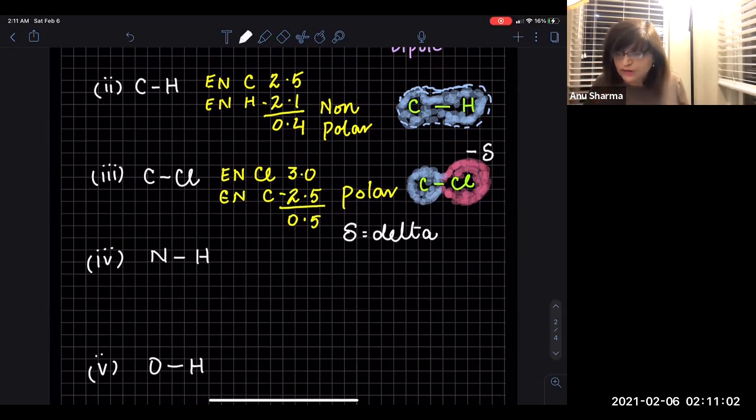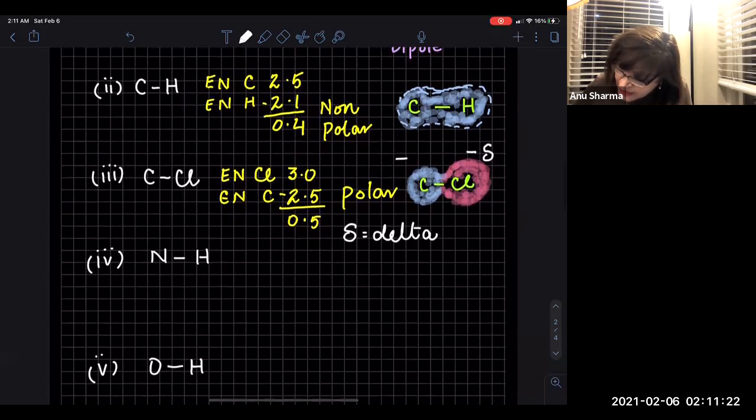It is not a full-fledged charge as you would see with the transfer of electrons. Delta negative means it's not complete separation of the electrons, but the density or concentration of the electrons is more towards this particular atom, okay? So carbon will have less density of the shared electron cloud, okay? So that is what it is.